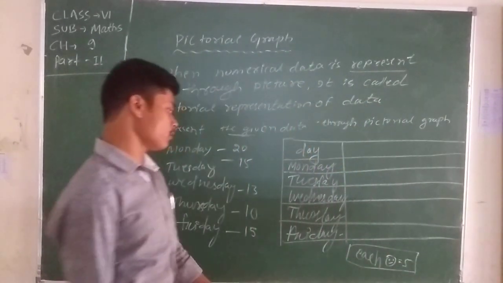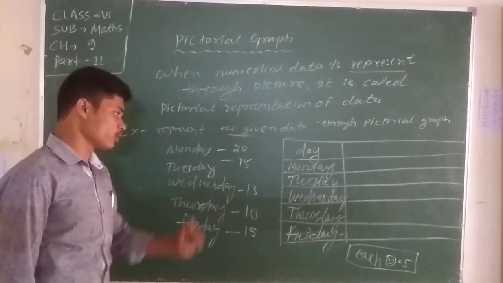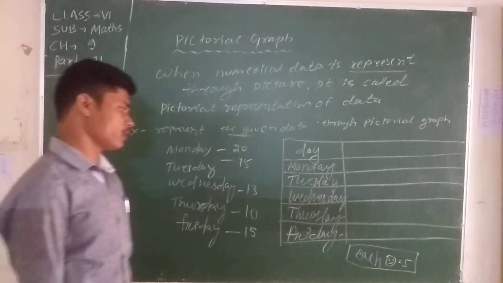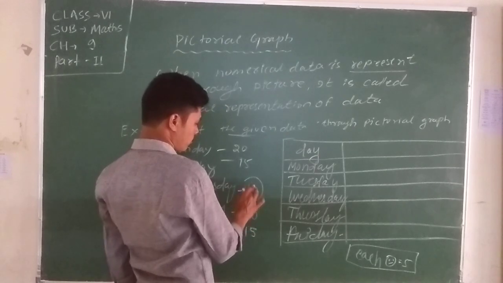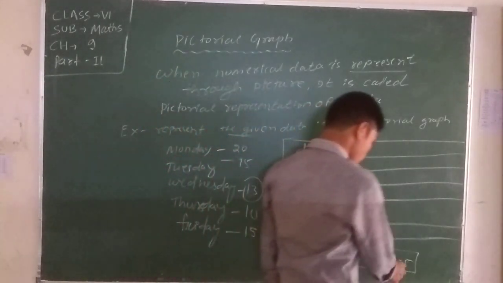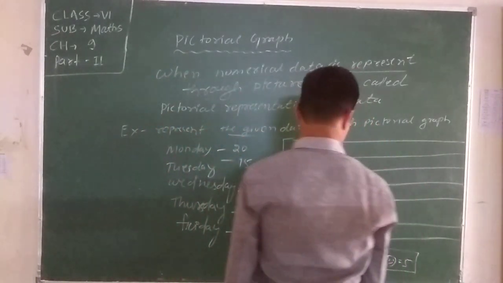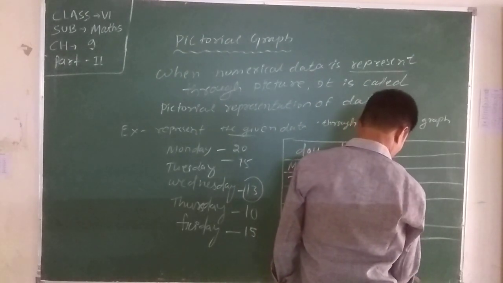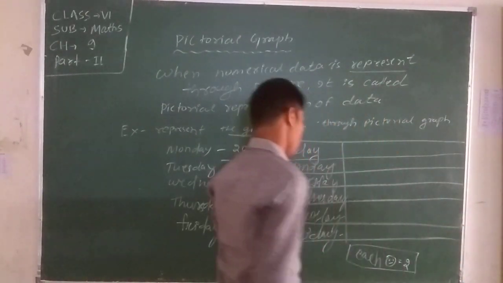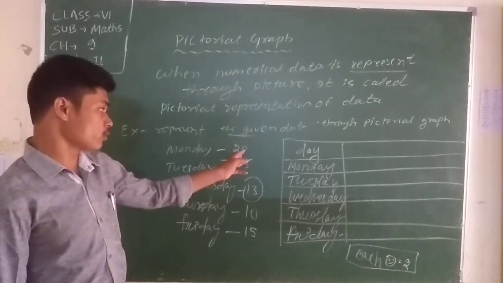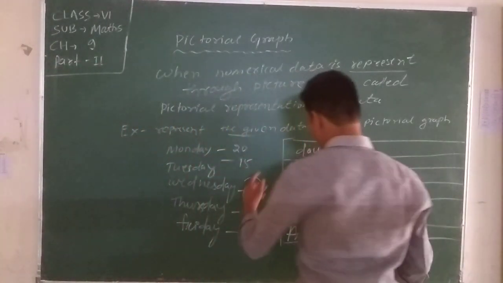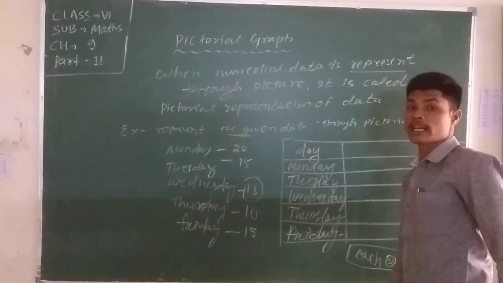If we take each equal to 5, then our representation will be wrong, because we have 13 here. So we can take each equal to 1 or each equal to 2. Okay, each equal to 2. Now each equal to 2, then for 20, how many smile faces are there? Half of 20 is 10.